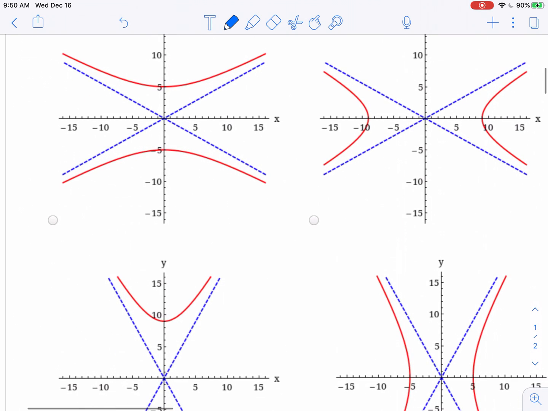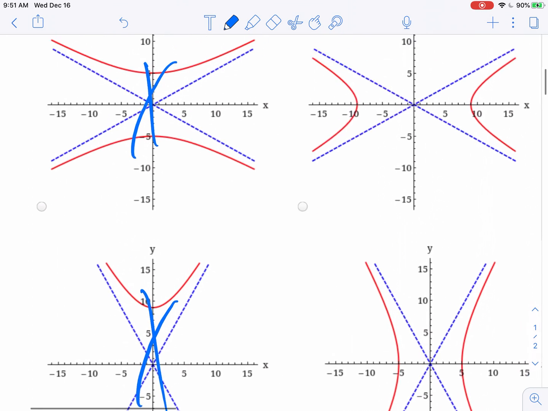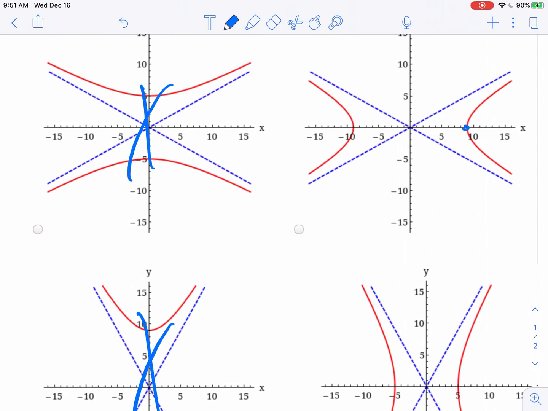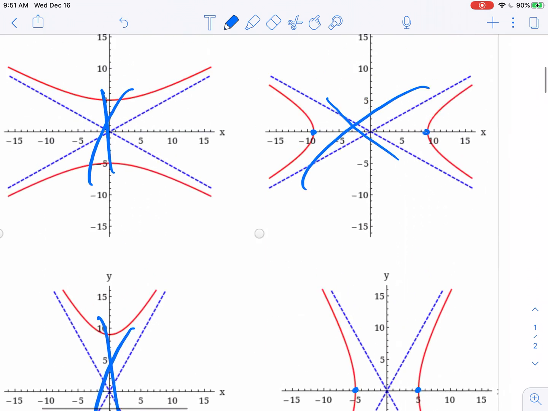So if you look at this, these go up and down, so I don't want either one of those. And this one is going too far, so I don't want that one either. So it looks like this will be my graph. So I go 1, 2, 3, 4, 5. 1, 2, 3, 4, 5. And I have vertices at -5 and +5.